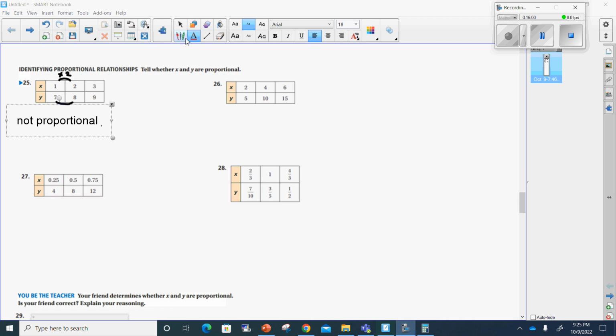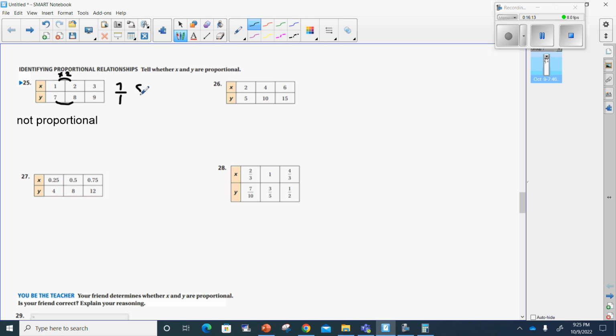Now, the other way you could do this is to see if the ratios are the same. Remember, the ratio over here was 1 to 7, and we always put the ratios over it, so it'd be 7 over 1. But look over here, the ratio is 8 to 2, and that's going to equal 4. This equals 7, right? 7 over 1 is 7. 8 divided by 2 is 4. That's not the same. Then we have 9 divided by 3 over here. That's 3. None of these are the same. They are not proportional for sure.